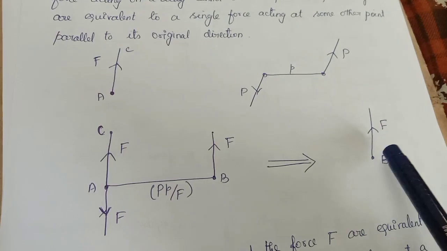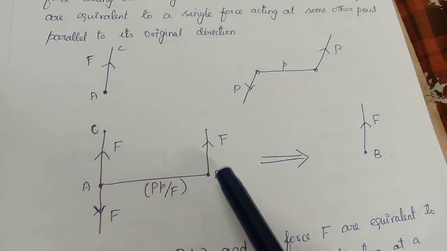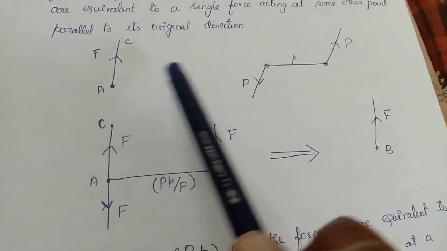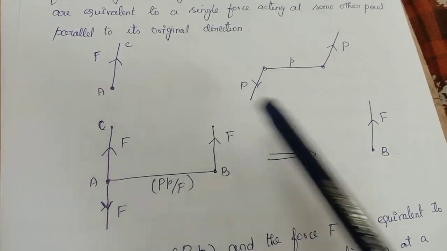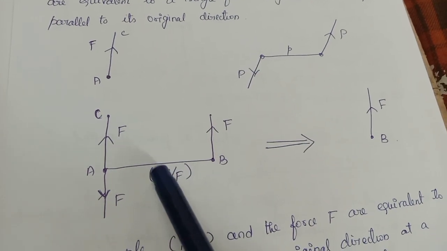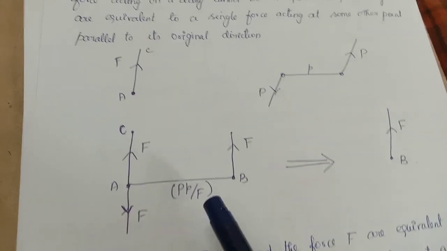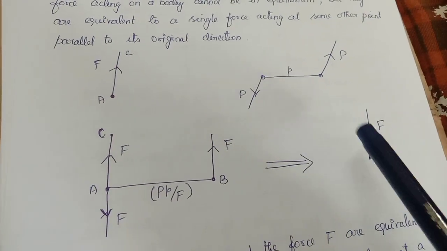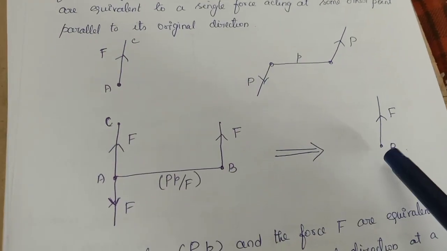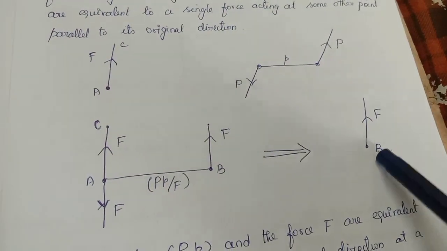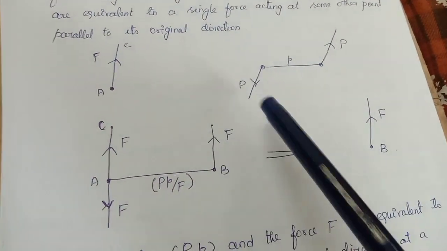What is the direction? The same direction, because the same direction only we have taken here, no? So the same direction, but only the position is shifted. Here it is acting at A, here it is acting at B. So how much distance has it moved? It has moved through a distance pP by F. So the resultant of a single force and a single couple is equal to a single force of the same magnitude parallel to the original direction, but the position will be shifted.